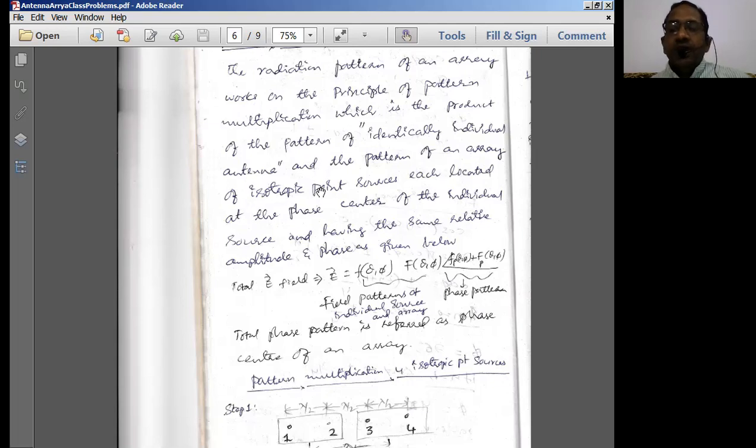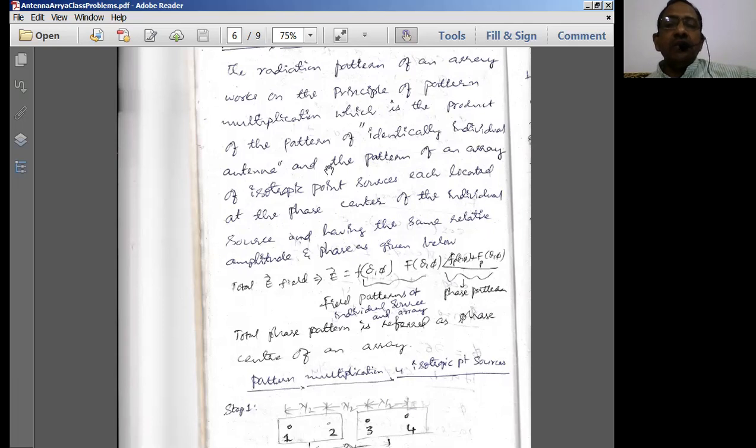That means if we have a monopole antenna in the array, all the antennas are going to be monopole antennas. If you have dipole antennas in the array, you will have all dipole antennas in the array. So like that, identical individual antennas. That means the antennas should be of the same type and their characteristics should be of the same type. Then only can we have this kind of pattern. If you change to different antenna types and want to get the pattern, it's not the solution for that.